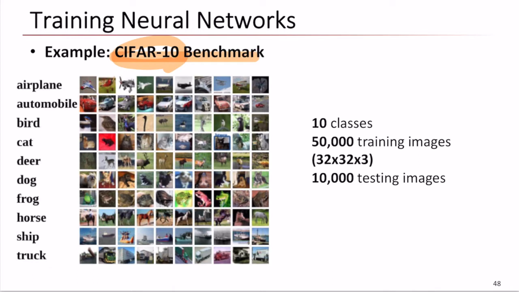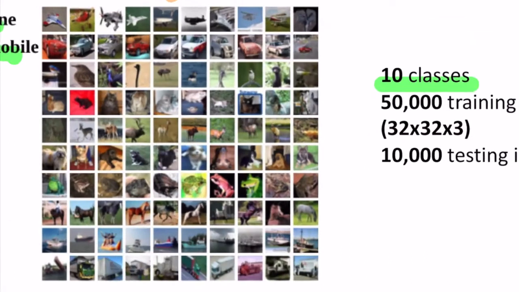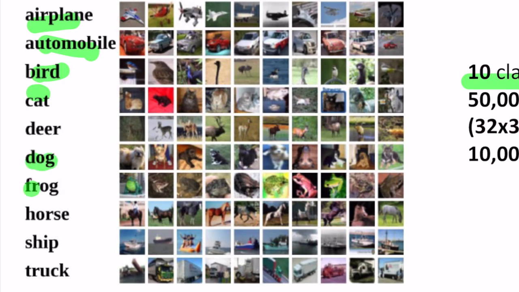We will implement a neural network to solve this image classification on the CIFAR-10 dataset by using Python. We will explain how to do this. This CIFAR-10 dataset is one of the most popularly used image classification datasets. It consists of 10 classes, for example, airplane, automobile, bird, cat, deer, like this. Dog, frog, horse, ship, truck, like this.